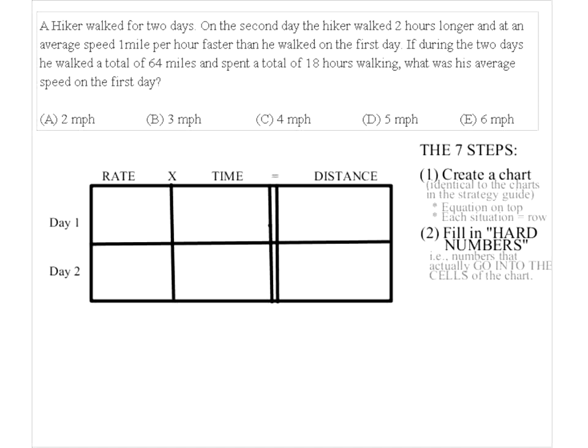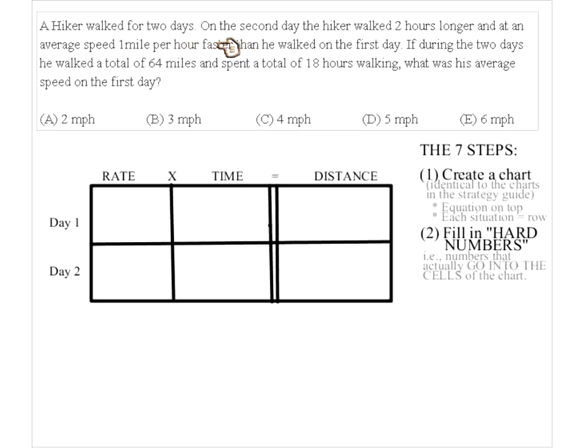So we got to be careful here because a lot of the numbers given to you in the problem do not go into the cells of the chart. For instance, this number, 1 mile per hour, does that go into any of these boxes, yes or no? Smiley face if it does, other face if it doesn't. It doesn't. So this is not a hard number. This is a relationship between these times. We'll get into that in a second.